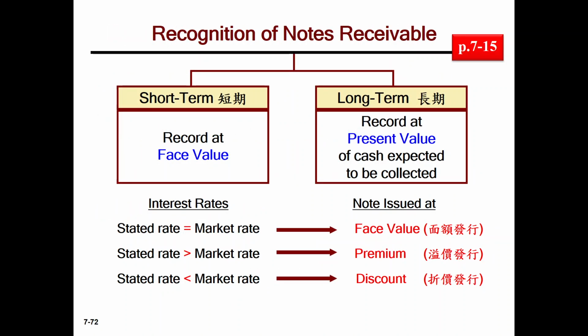So how to record it? Did you find out? For short-term notes receivable, we still use face value. We don't consider the time value of money. Why is that? Because it's short term. So that's why we use face value. But when we talk about long term, we will consider the time value of money. Okay? So this is accounting, because we want to save our time. So for short term, we ignore the time value of money.